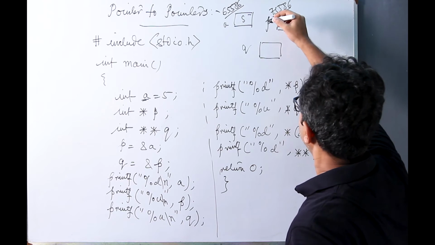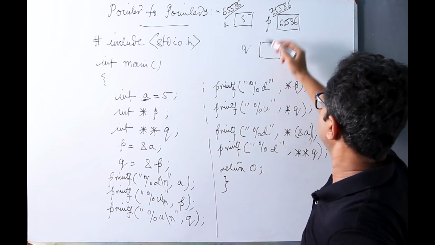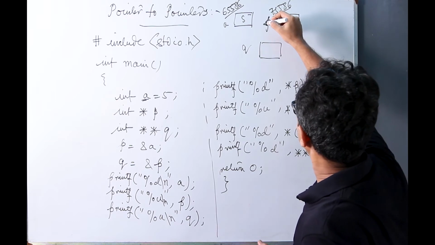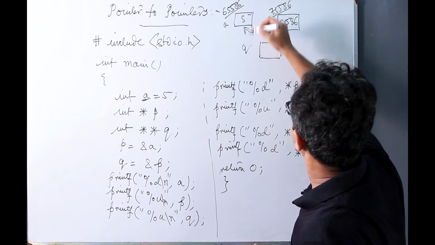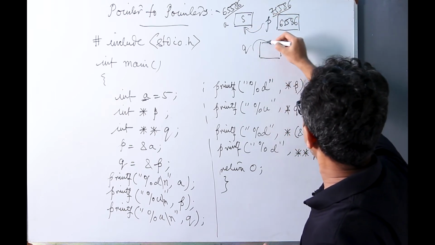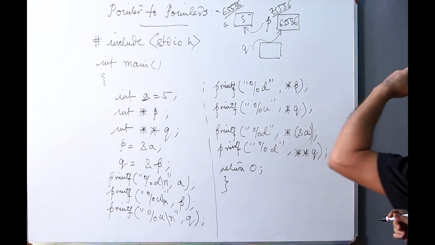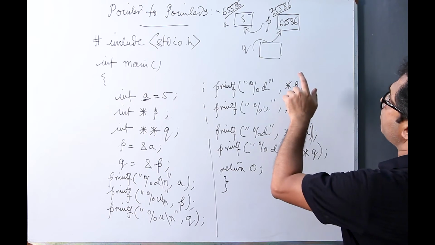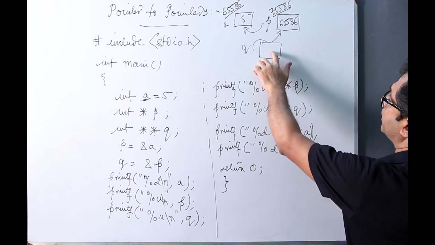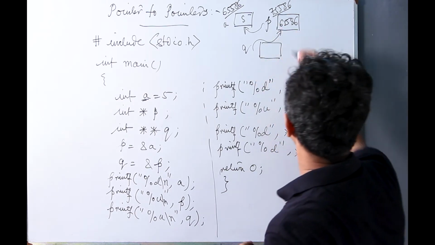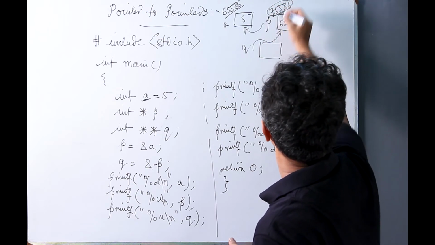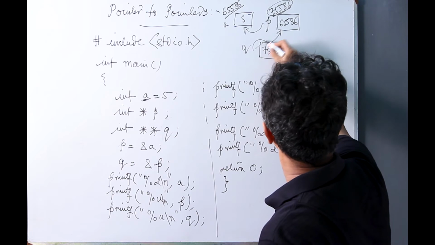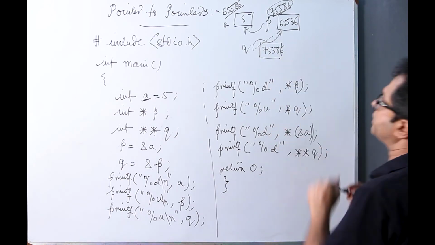So that is, if we just conceptually write the different arrows pointing to each other, I can say that this p points to this location and this q points to this location. So q will contain the address of p. What is the address of p? Address of p is 75586. So 75586 will be stored over here, and q will itself occupy a memory space.